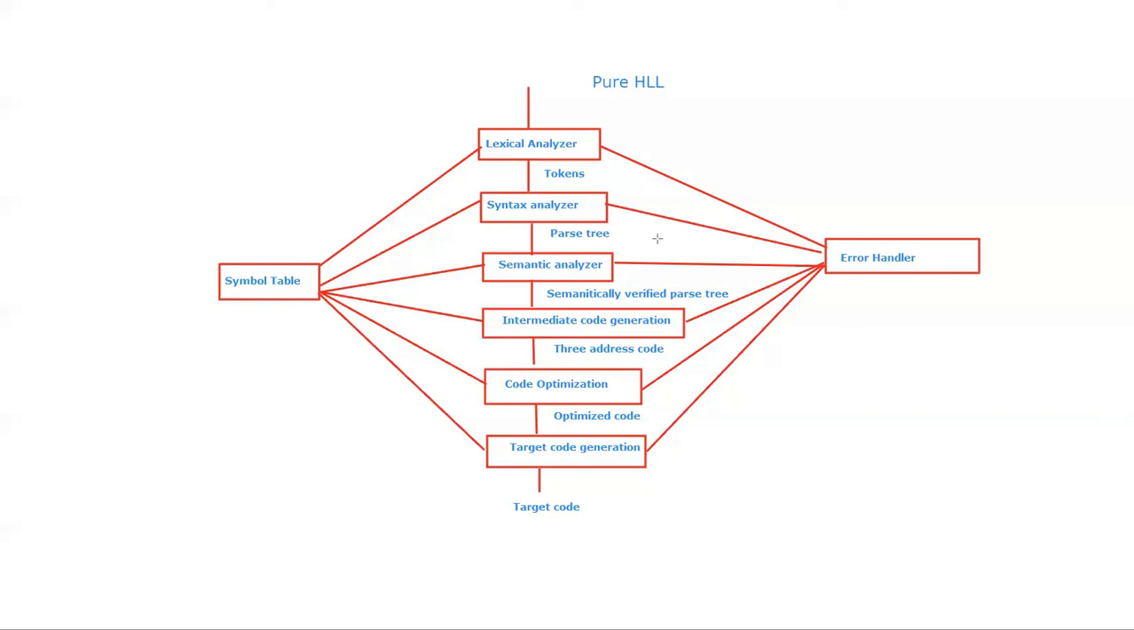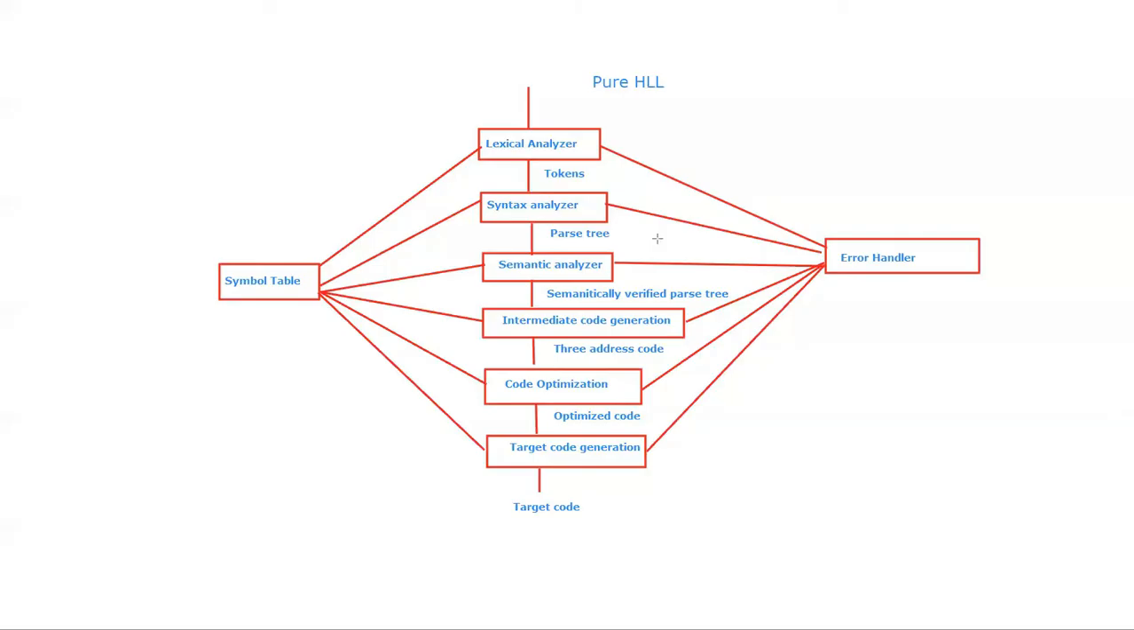And after that, the semantically verified parse tree goes as an input to the intermediate code generator, which converts the code into the 3 address code. What is the meaning of 3 address code? That you will have a maximum of only 3 operands in the expression, right? After that, this 3 address code goes as an input to the code optimization, and the code optimization will try to reduce the size of the code by using various kinds of techniques. And at last, we have the target code generation, which generates the target code, that is the low level language code, from the optimized code, right?